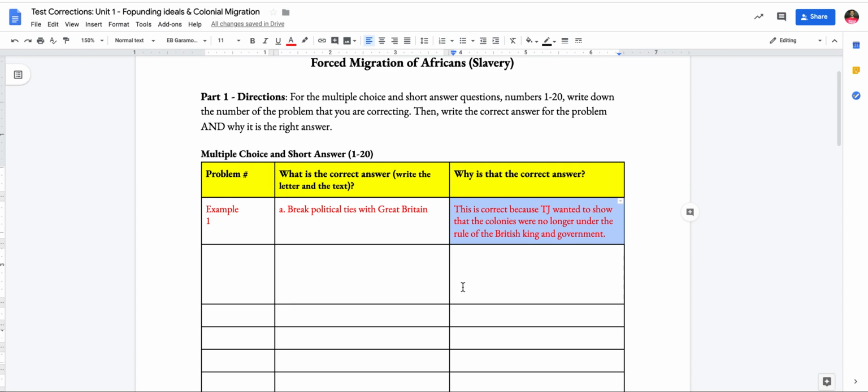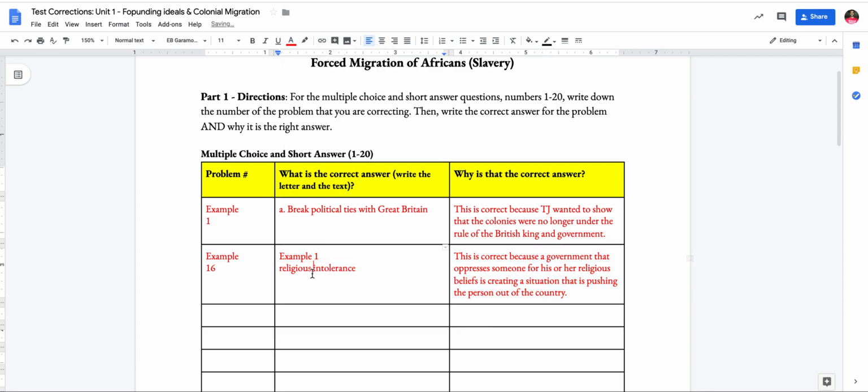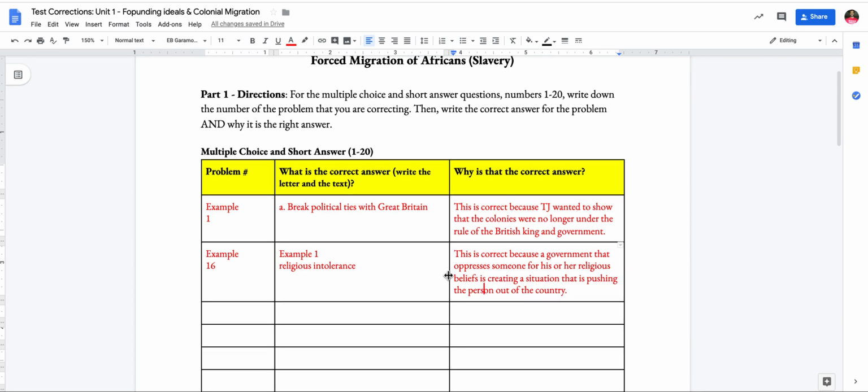Now, let's say you get one of the short answers wrong, like number 16, which is push factor. Let's say for number 16, you put religious freedom, which of course is not a push factor. You would have to put the correct answer in, which is religious intolerance, the opposite. And this is correct because a government that oppresses someone for his or her religious beliefs is creating a situation that is pushing the person out of the country. Okay, so that's how you do Part 1.